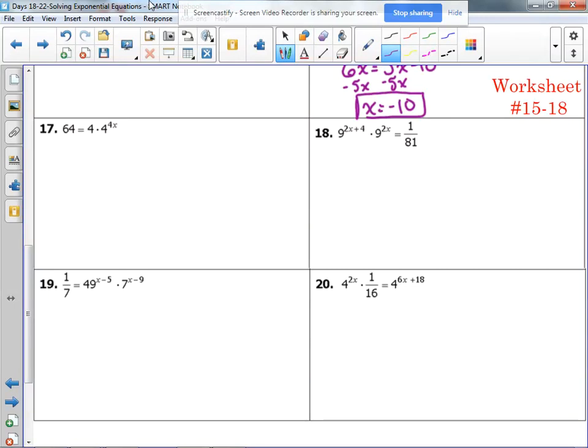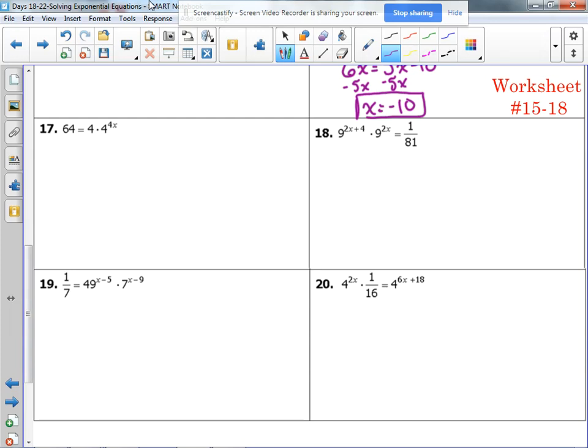Okay, so let's look at number 17. Number 17, we got 64 on one side. We've got 4 times 4 to the 4x on the right side. So we're putting together all the things that we've done so far. If you recall, yesterday at one point we were combining. When we had like bases on one side, we had to combine those powers. So we have to do that. And then we're adding to it what we looked at today, needing to get the same base.